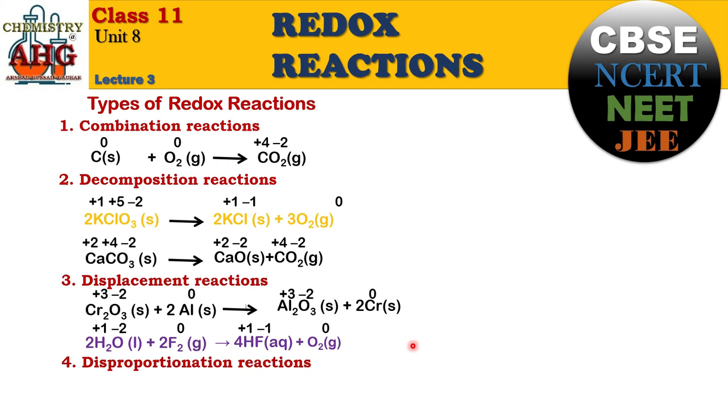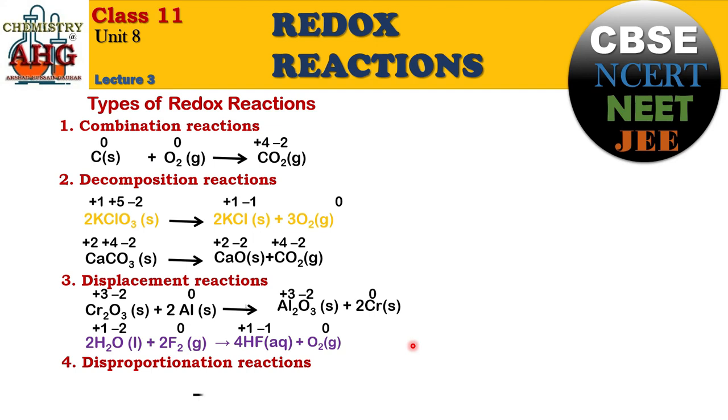The last type, I have already explained it to you. What is a disproportionation reaction? Whenever during a redox reaction the same element undergoes reduction as well as oxidation, it is known as a disproportionation reaction.